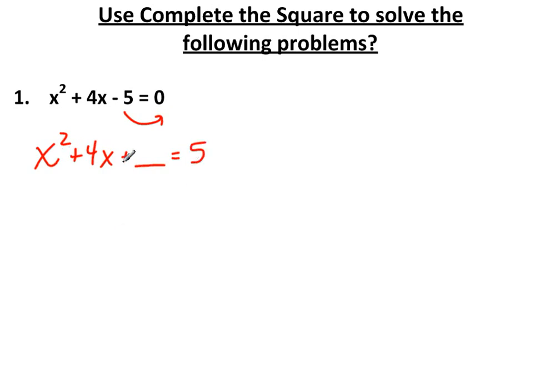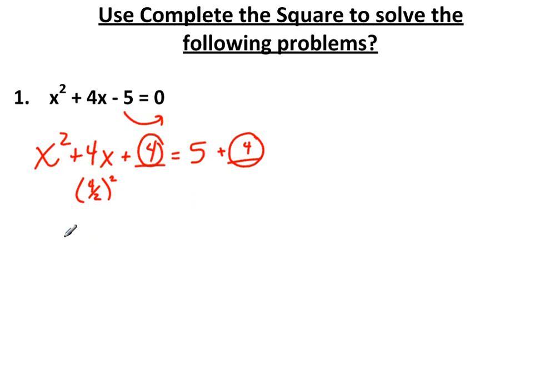Okay. But now I need to find that number to go on that blank. Remember, it's just take this number, divide it by 2, and then square it. Well, half of 4 is 2. 2 squared is 4. But I can't just add 4 to the problem. If I have an equation, remember I need to balance my equation. So if I add 4 to one side, I have to add 4 to the other side, still making an equivalent statement.